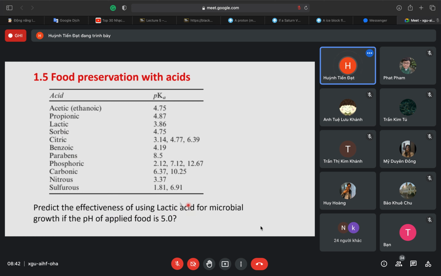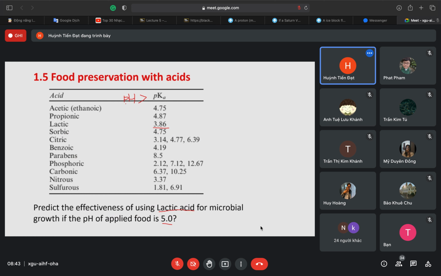Okay, so when we use lactic acid, the concept here is asking you guys about lactic acid. What is the pKa of the lactic acid? I think in the case we use lactic acid it will be more effective. So this one, right? You got the pKa and the pH here, 5. In this case, is pH over or less than pKa? It's larger than pKa. Yeah, pH over pKa.